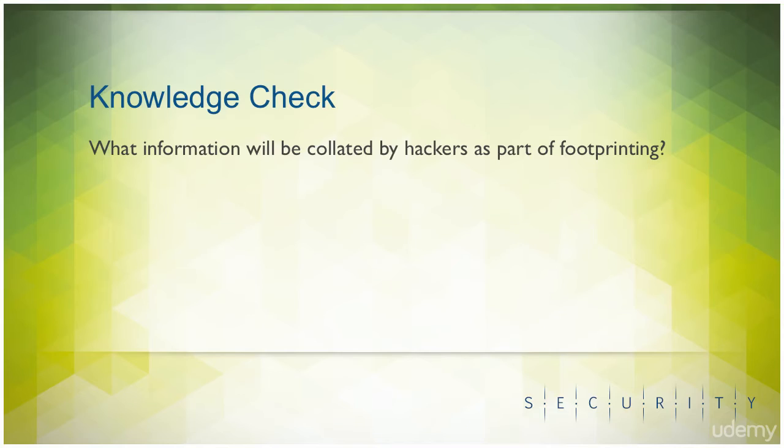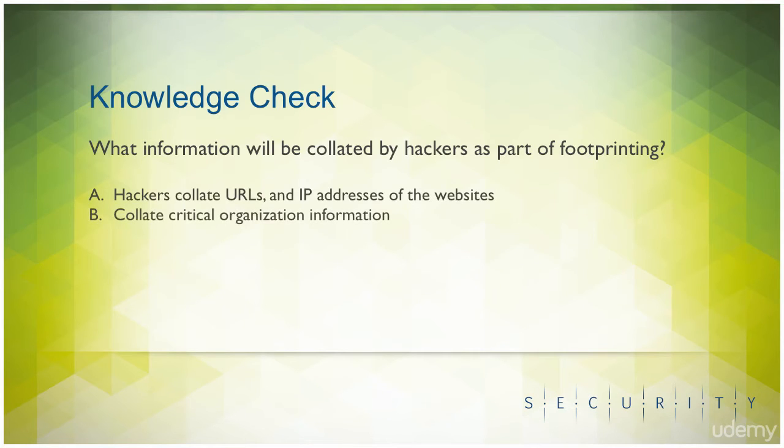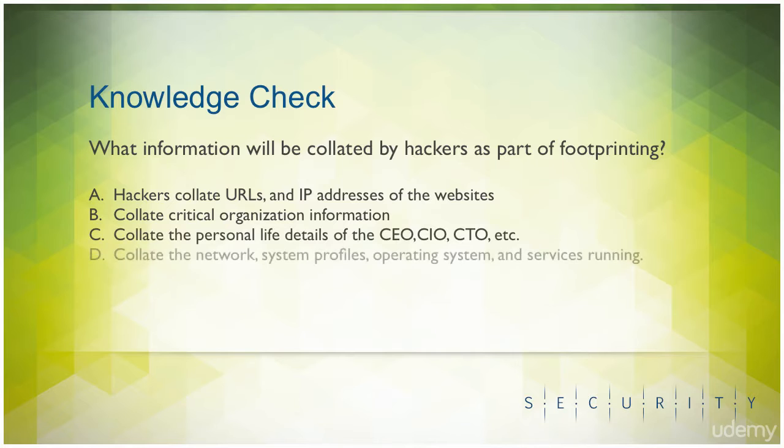So Jeff, what information will be collated by hackers as a part of footprinting? A, hackers collate URLs and IP addresses of the websites. B, collate critical organization information. C, collate the personal life details of the CEO, CIO, CTO, etc. Or D, collate the network system profiles, operating system, and services running.